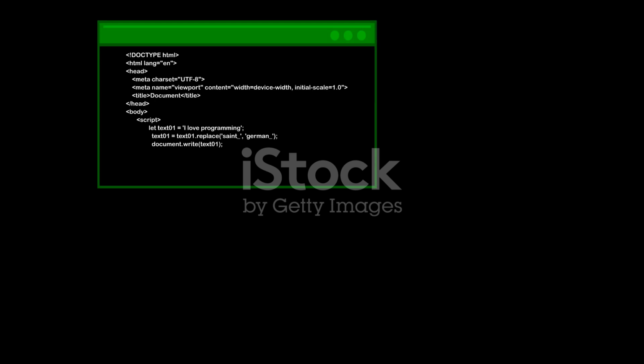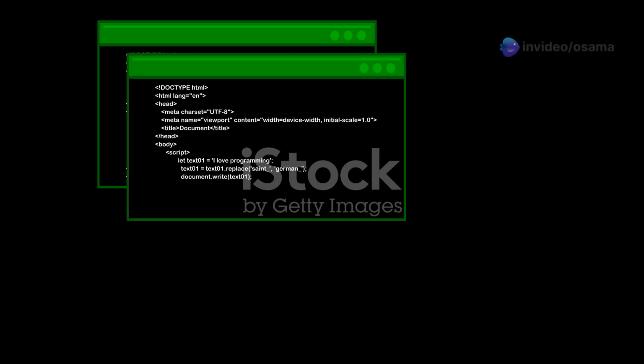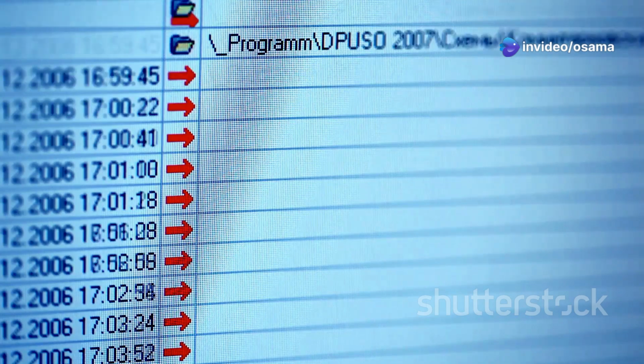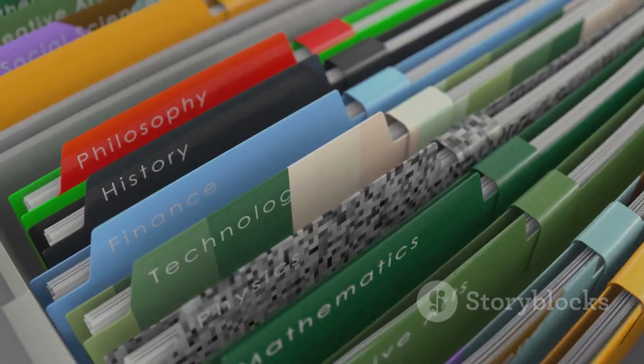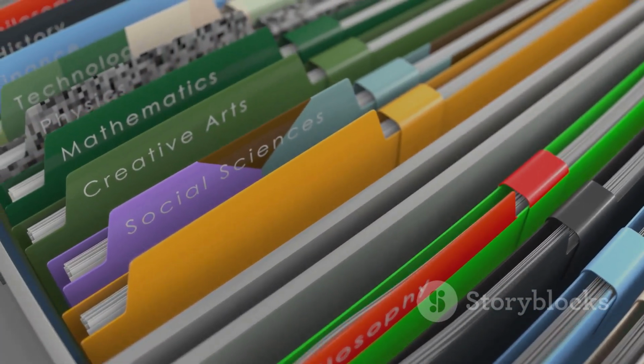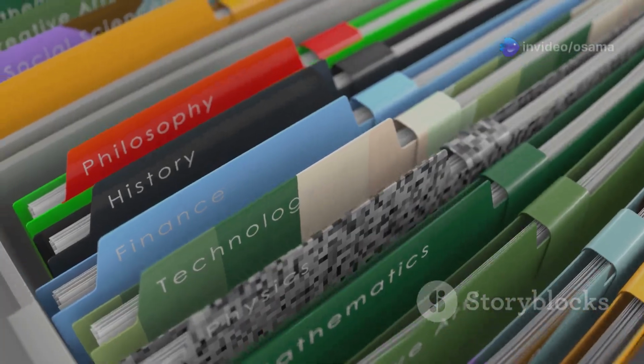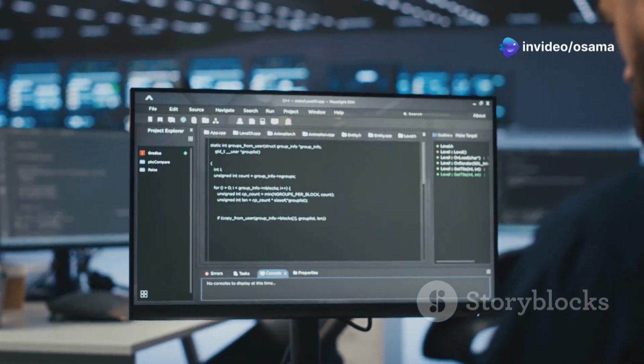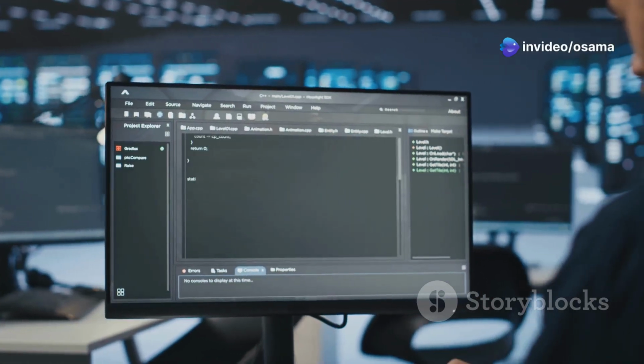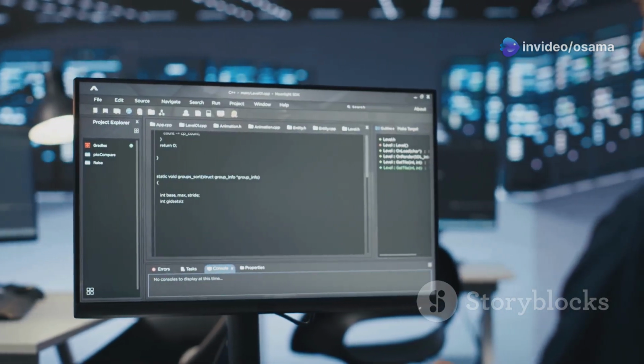Specifically, we're going to be talking about the Linux File Hierarchy Standard, or FHS for short. The FHS is like the blueprint for how files and directories are organized in a Linux system. Think of it like the Dewey Decimal System for libraries, but for your computer. Whether you're using Ubuntu, Fedora, or Arch Linux, the basic layout of the file system remains the same.